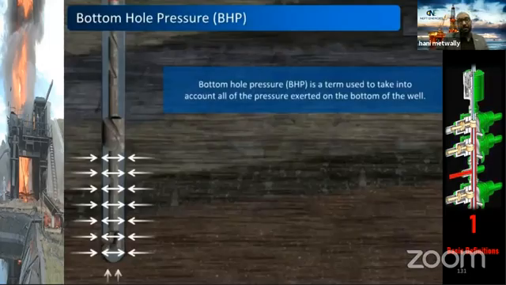Now we are familiar with the hydrostatic pressure, with the formation pressure, and what are the factors that affect the pressure. But remember, we started talking about hydrostatic pressure, the pressure at rest. But if we start to pump, what will we have? Actually, it will not be hydrostatic. It will be bottom hole pressure. So what is the meaning of bottom hole pressure? This is the total pressure that acts on the bottom of the well.